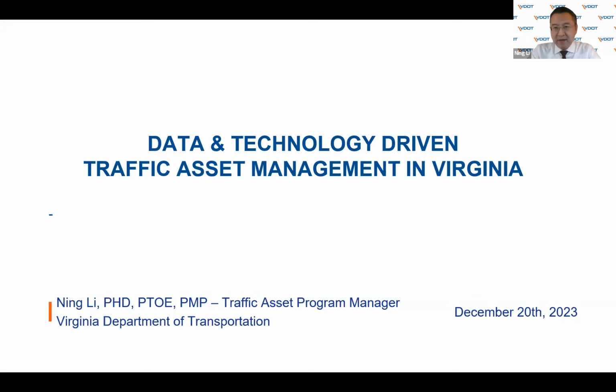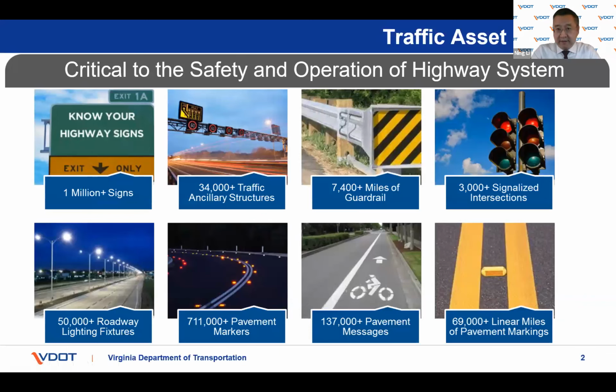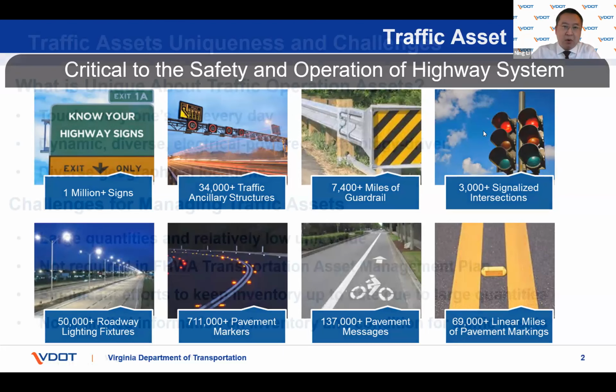My name is Ning Li. I'm the funding manager of VDOT's Traffic Asset Program, which we established over 10 years ago to proactively manage diverse traffic assets. It's a pleasure to be here today to share Virginia's experience and to learn best practices from other states. As the third largest state DOT, VDOT manages a lot of traffic assets. We have over 1 million signs, 34,000 traffic infrastructure, 7,400 miles of guardrail, over 150,000 terminals, over 3,000 traffic signals, and 50,000 roadway lighting fixtures and more.